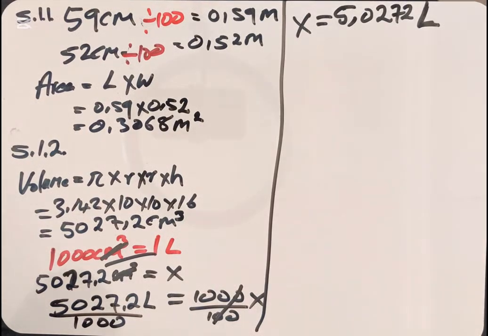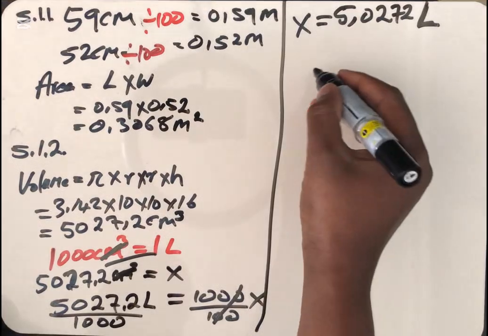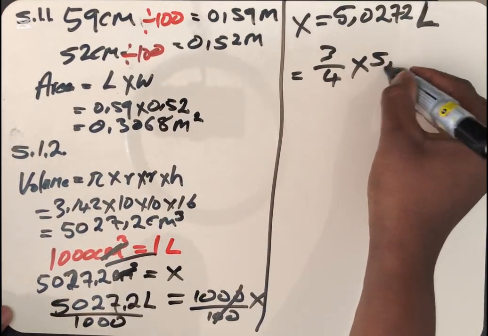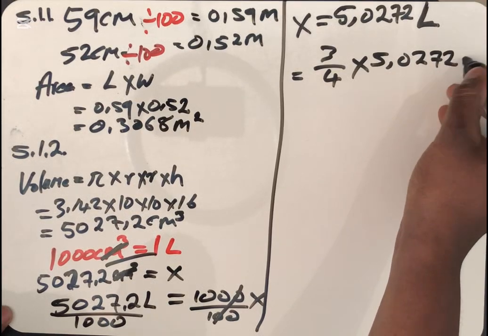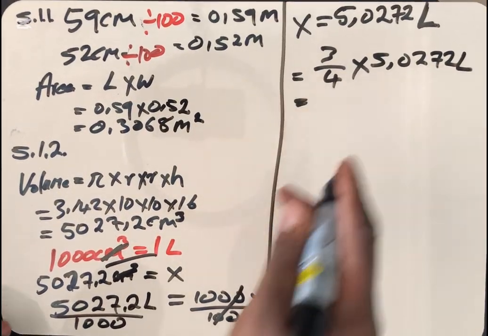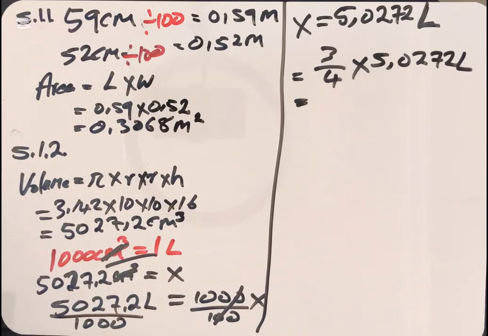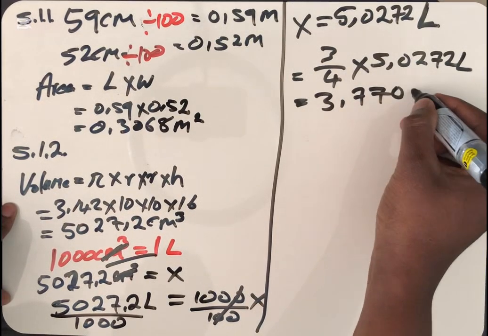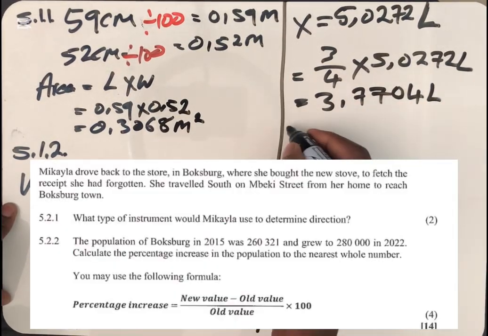We've converted everything to liters, but you should not forget the question wanted us to calculate three quarter of this. So the 3/4 is going to be equal to 3/4 multiplied by 5.0272 liters. Let's do the calculations then. Just multiply that by 3/4. We found that our final answer here is 3.7704 liters.